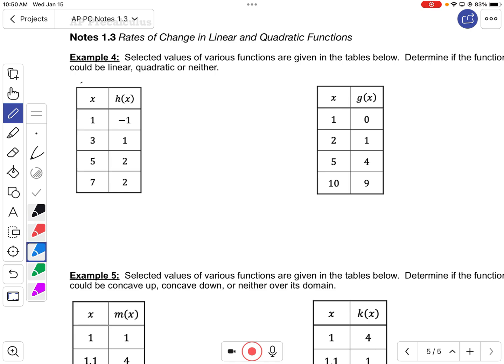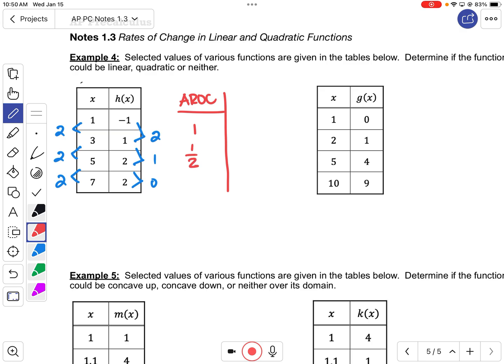All right. So I like to just kind of do some quick math. These are all changing by 2. Okay, and then I go to the y side. That's going to give me a difference of 2, a difference of 1, a difference of 0, okay? And the first column I'm going to start with is my average rate of change. Okay, so I'm going to do those ratios. All right, 2 over 2 would give me 1. 1 over 2 would give me 1/2. 0 over 2 would give me 0.